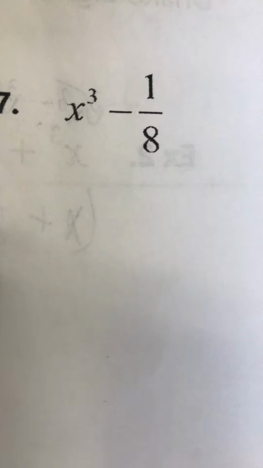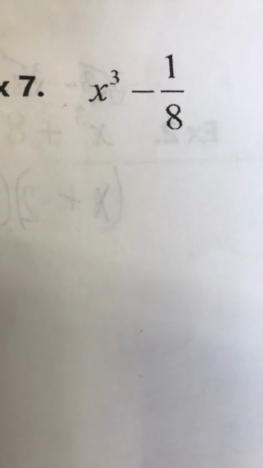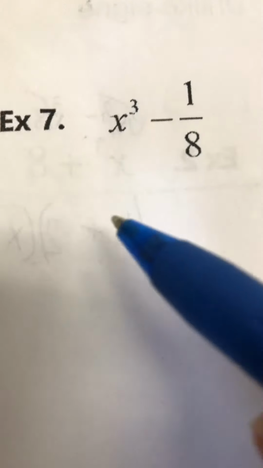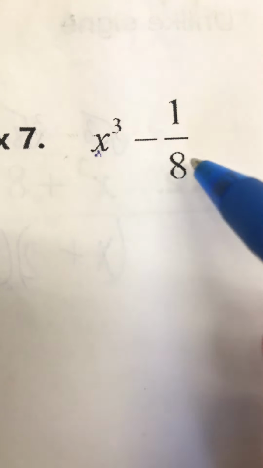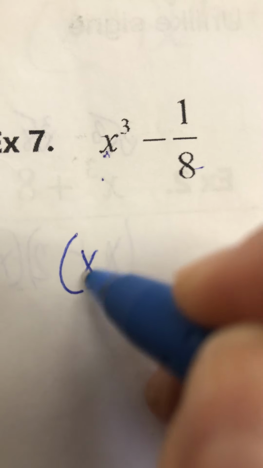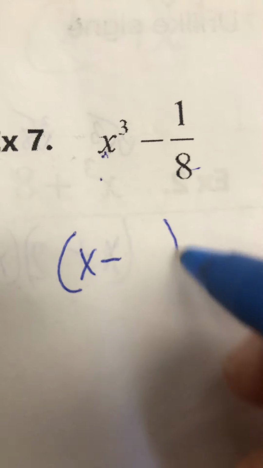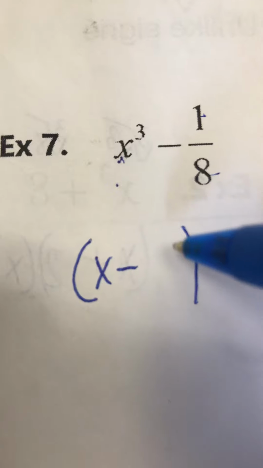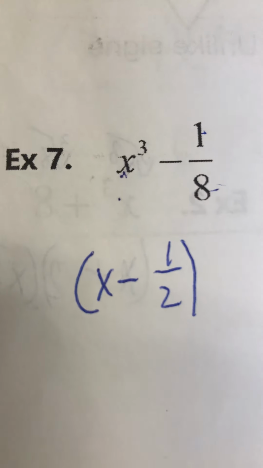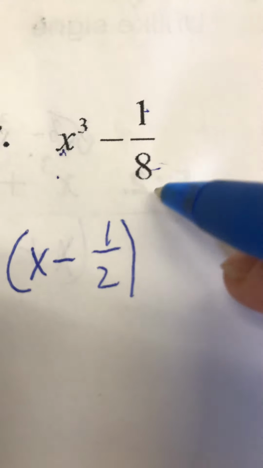Okay, now, everybody's freaking out because we have a fraction. Do not freak out just because it's a fraction, okay? So when we're looking at this one, there's no GCF. This as a cube root is x. Keep the sign. And now what's the cube root of 1? 1. What's the cube root of 8? 2. It's not hard just because it's a fraction, okay?